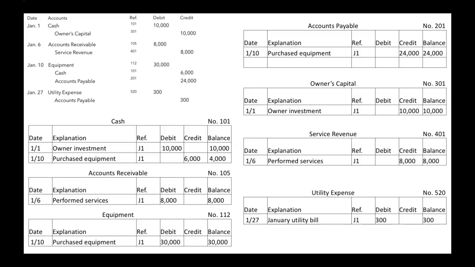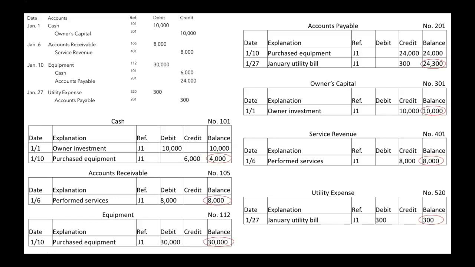Now, we also credited accounts payable. So we go back to accounts payable and we say on January 27th, the January utility bill, we credited $300. Now accounts payable is a liability, so it increases with this credit. So its balance is now $24,300. And then we put in our references, J1 for journal page 1 and 201 for account number 201.